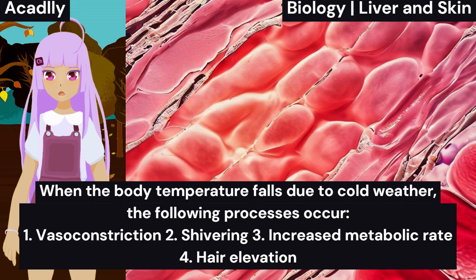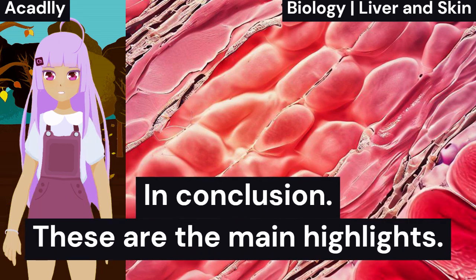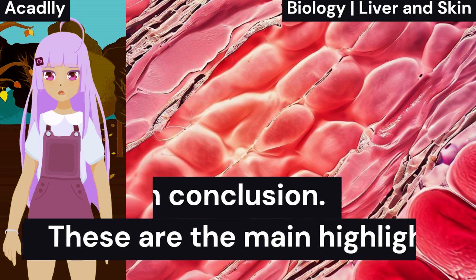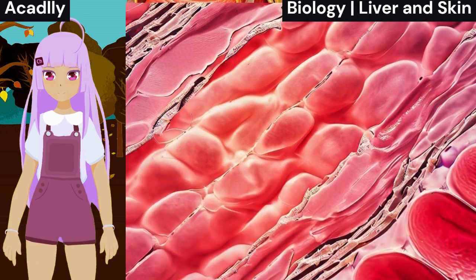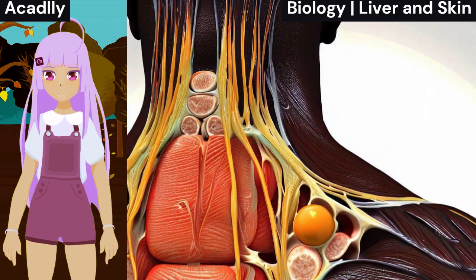4. Hair elevation. Erector muscles contract, causing the hairs to stand upright and trapping air, which is a poor conductor of heat. In conclusion, let me highlight some points. 1. Deamination. The process of removing the amino group NH2 from amino acids, resulting in the formation of ammonia or urea as waste products. 2. Detoxification. The process of neutralizing or eliminating toxic substances or metabolites from the body.